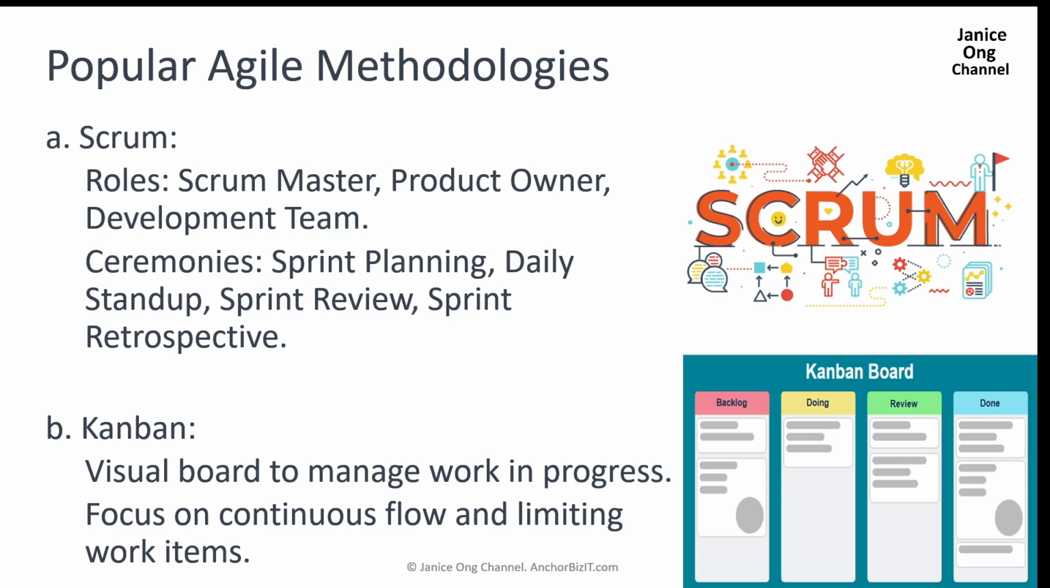Limiting work items. Kanban uses work in progress limits to restrict the number of work items allowed in each column. This prevents overloading the team and helps identify bottlenecks in the process.